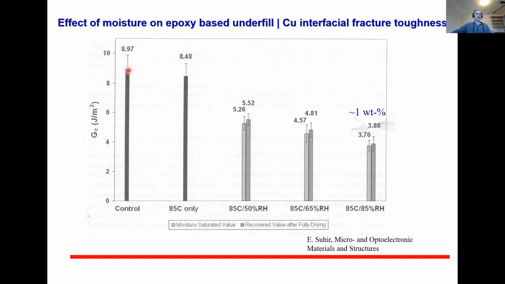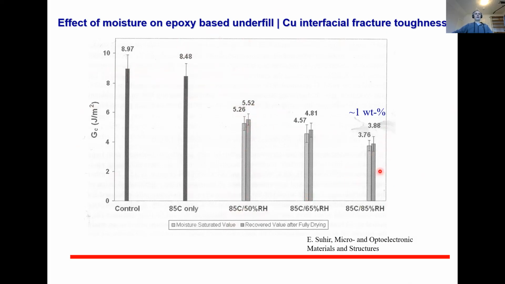And this shows how the exposure time at different temperature and humidity conditions affects the mechanical strength of the adhesion. So how much energy you need in order to remove the copper from the surface of the epoxy. And you can clearly see that just bare 85 temperature exposure practically does not affect that at all. But then when you start adding humidity, the interfacial strength drops drastically.